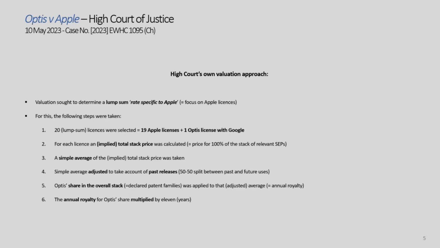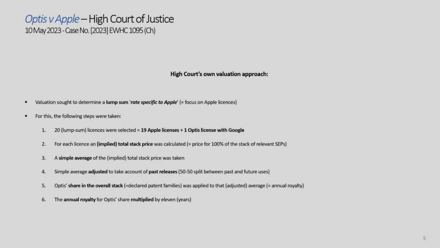So the court took these 20 agreements, and what it did was to calculate basically for each license what would be the total stack price for 100% of the patents based on the rates and the shares that each licensor had. So it did that. For each of these 20 licenses, it calculated a total stack price. And then, and this was the main point which was criticized by Optis and also by the Court of Appeal, it took a simple average of this implied total stack price.